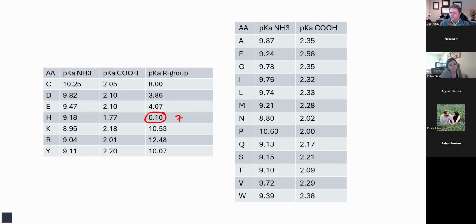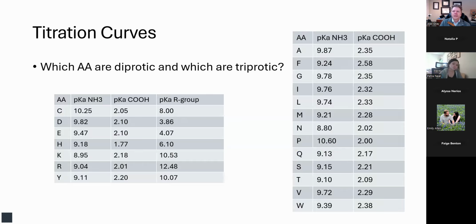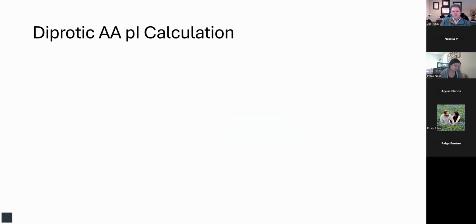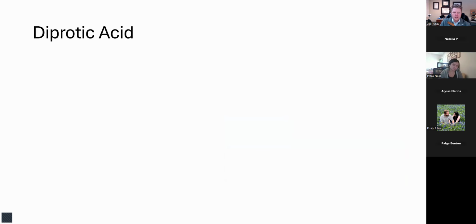Okay, great. So what I'm going to do is just go through, here are your proteinogenic amino acids that are polar and non-polar, and this is just a look at how you can play around with these things. What I want to do is we are going to work through aspartic acid.